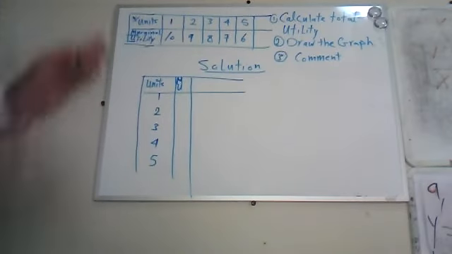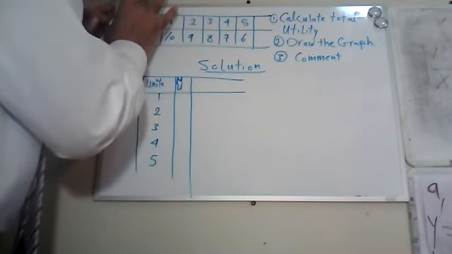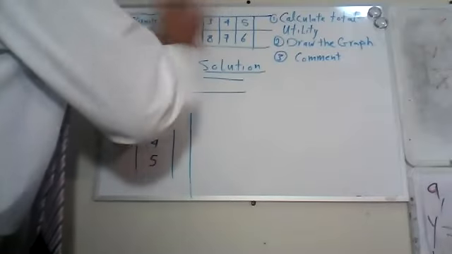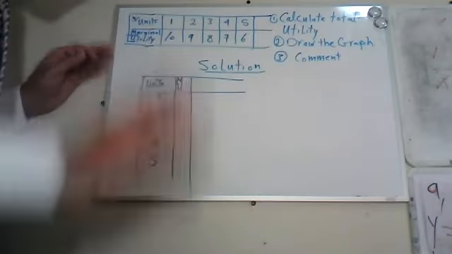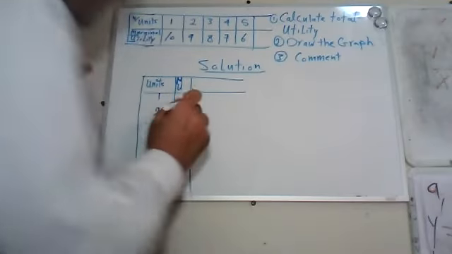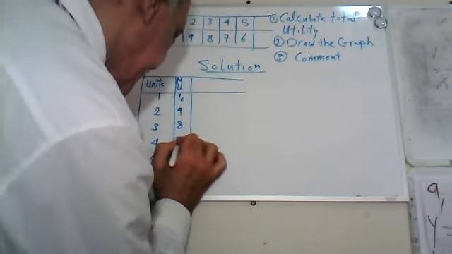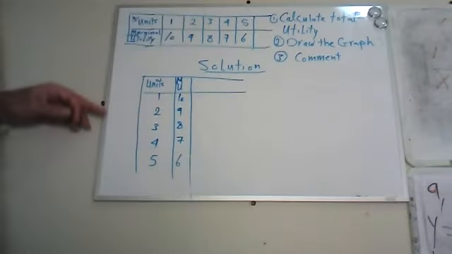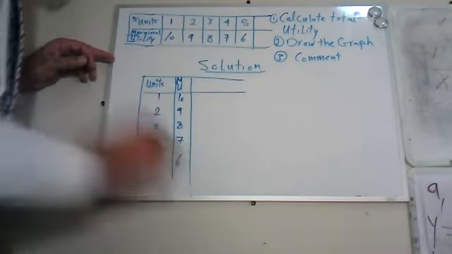Nothing new. Whatever we get in the exercise or the question, the table will come to us horizontal, and I will just put it vertical. So this is 10, this is 9, this is 8, this is 7, this is 6. The same numbers: 10, 9, 8, 7, 6.